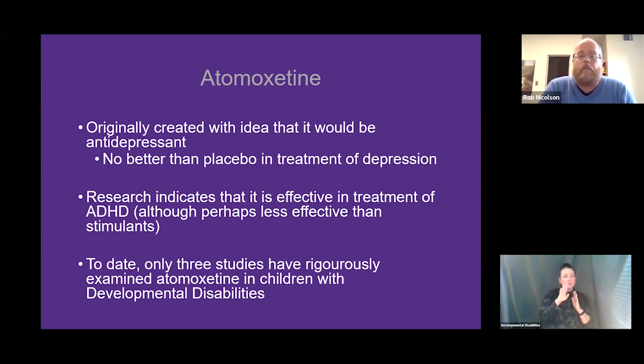In straightforward ADHD, it certainly is better than placebo. I think most people would say it's not as effective as stimulants. What I'll sometimes say to parents, though, is I don't know if we need the most effective medicine for a child. We just want a medicine that's effective enough. And there have been very, very few studies looking at it in people with developmental disabilities, unfortunately.